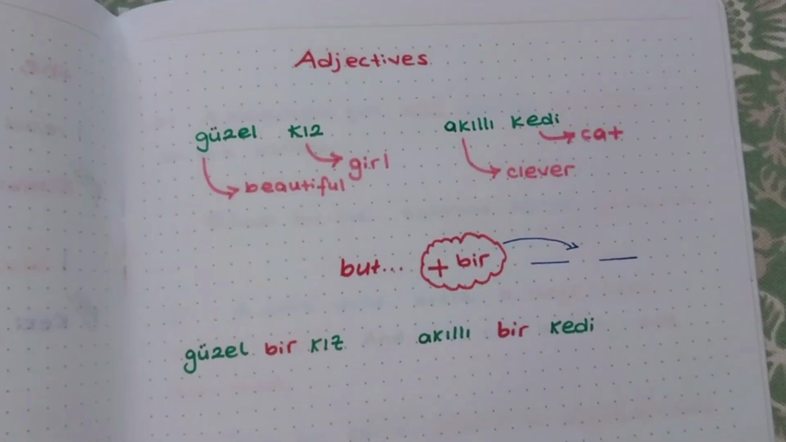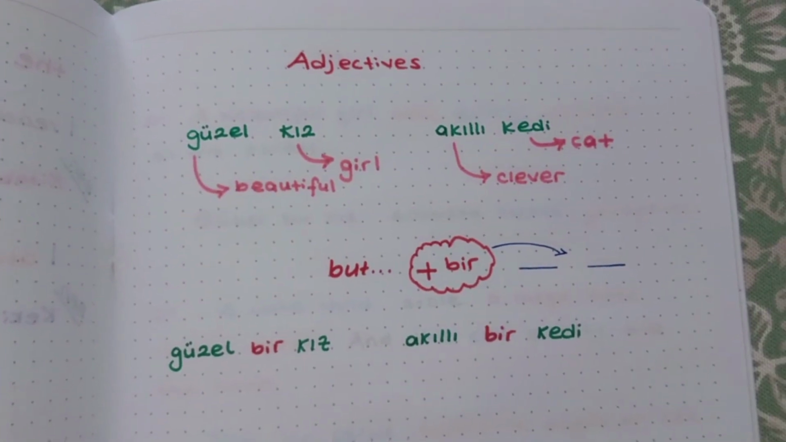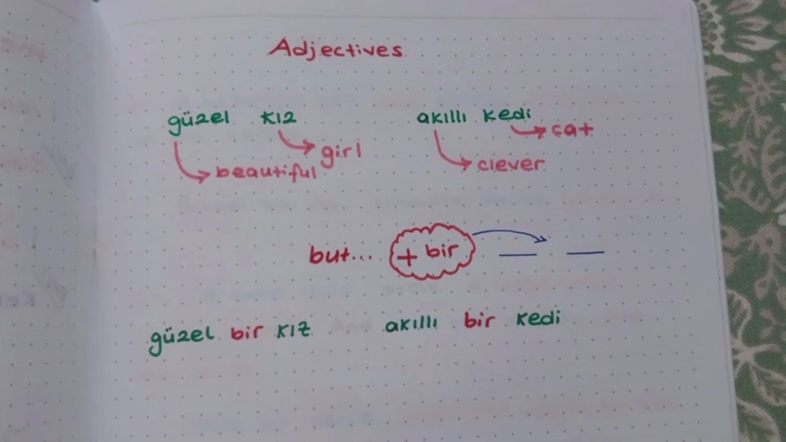Adjectives, like in English, always precede their corresponding noun. Güzel kız, akıllı kedi. However, if the word bir is present in the form of an indefinite article, it goes between the adjective and the noun. Güzel bir kız, akıllı bir kedi.